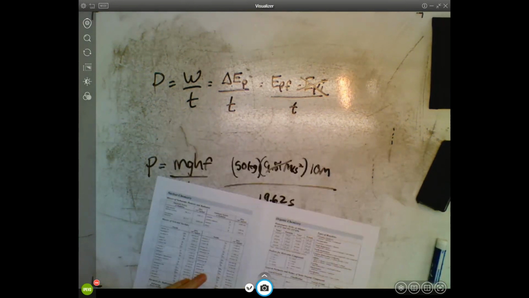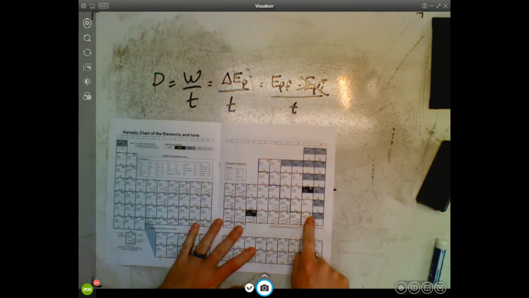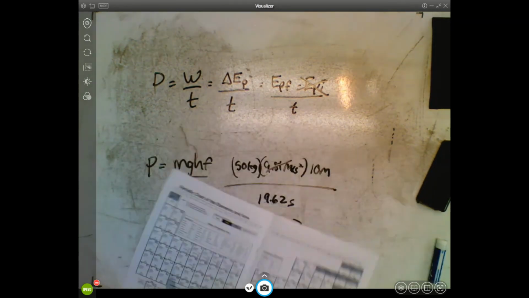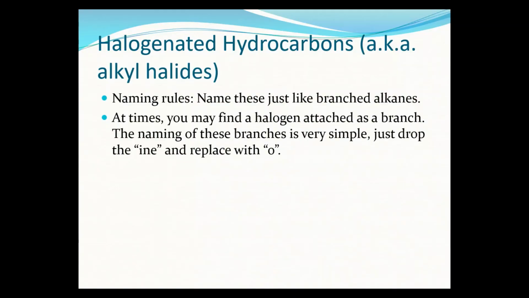So if we open up to the middle of our data book, we have our periodic table. So all the halogens are here. So we have fluorine, chlorine, bromine, iodine, astatine. So they all end in -ine. So we drop that -ine and change it to -o.